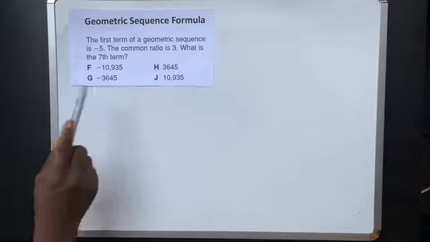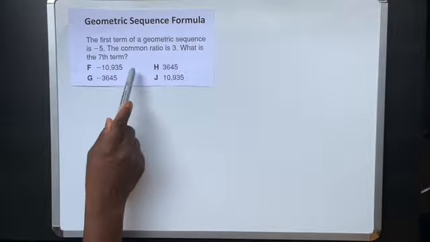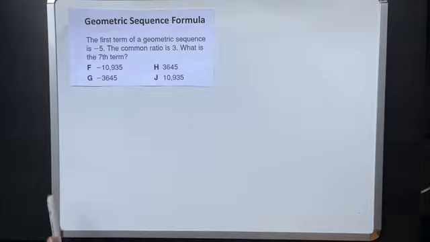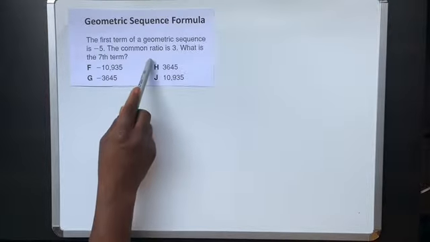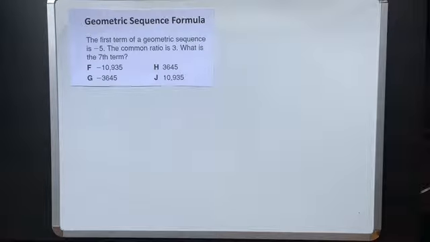So let's go ahead and read this problem. We have a multiple choice problem. It says the first term of a geometric sequence is -5. The common ratio is 3. What is the seventh term?